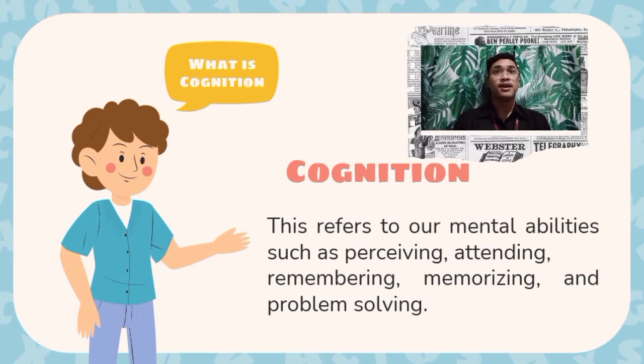What is cognition? Cognition, also known as our thinking, refers to our mental abilities such as perceiving, attending, remembering, memorizing, and problem solving. Cognitive is a mental manipulation of images, concepts, words, rules, symbols, and percepts. It involves attention, pattern recognition, memory, decision making, intuition, and knowledge. Furthermore, it is an intellectual functioning of the mind with regard to the learner's ability to recall information. Learning is an example of cognition.